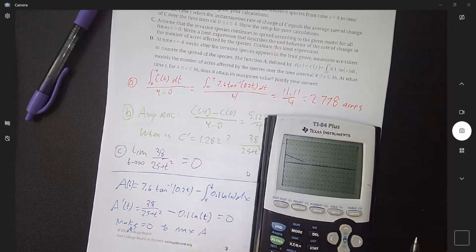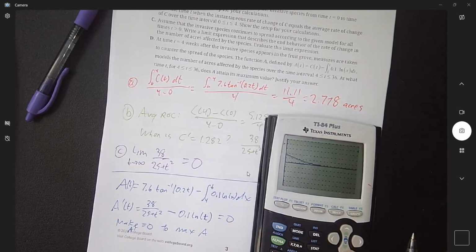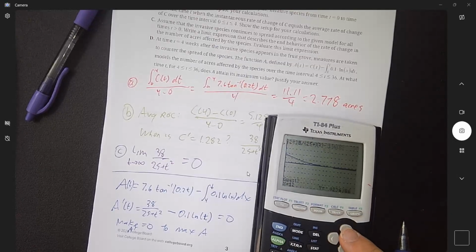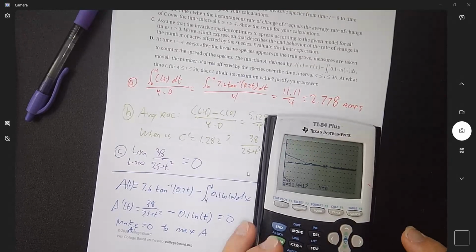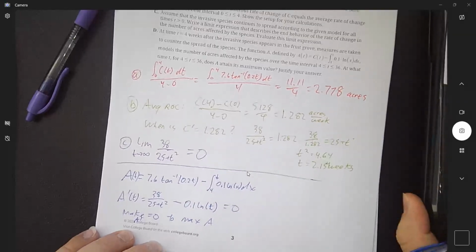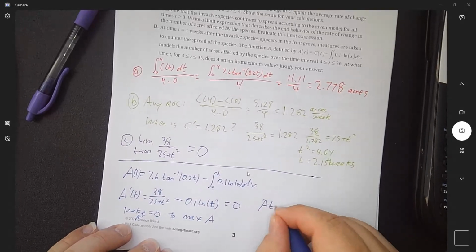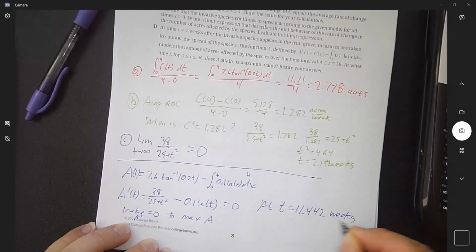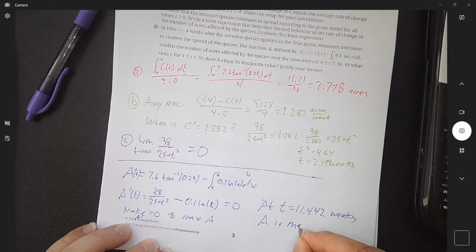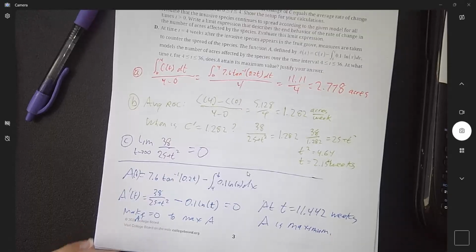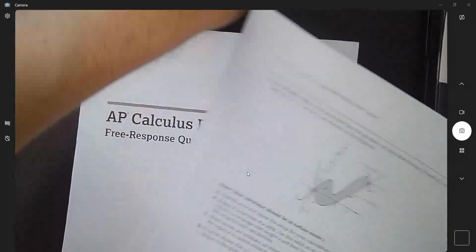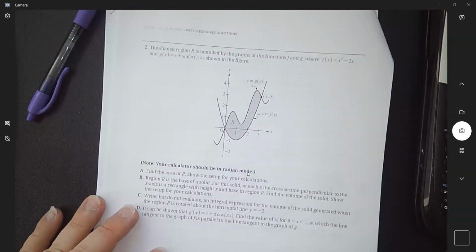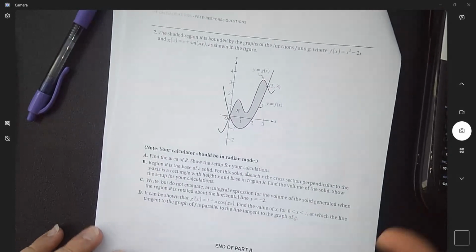Okay, let's calculate a zero. So here's the function. Are we seeing that there? All right, so there you go, left bound 11, right bound 12, guess whatever, don't care. 11.2, 11.442. So at t equals 11.442 weeks, the amount is maximum. Right? Okay. So now that was for both AB and BC calculus. This is going to only be for AB calculus. Then we'll do the one that's specific to BC.